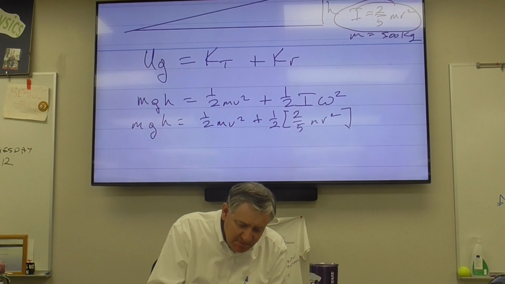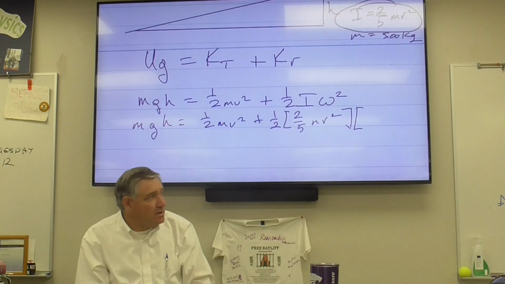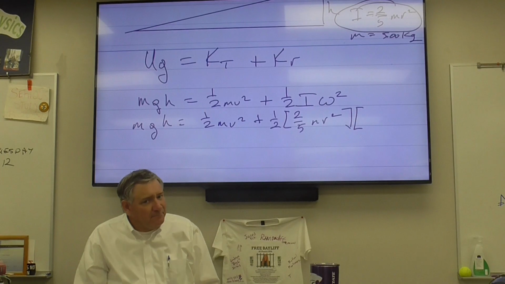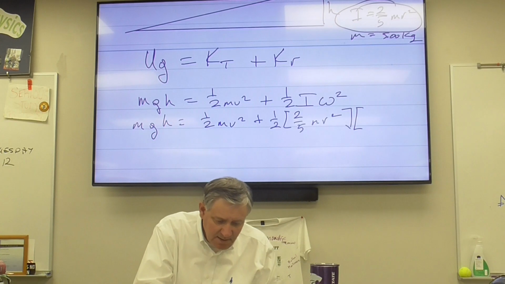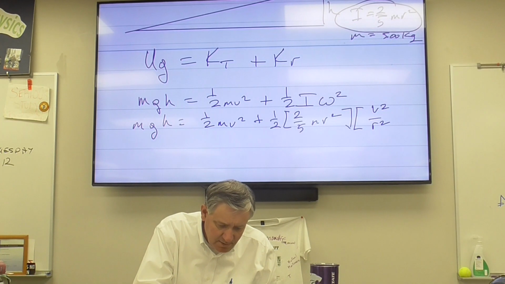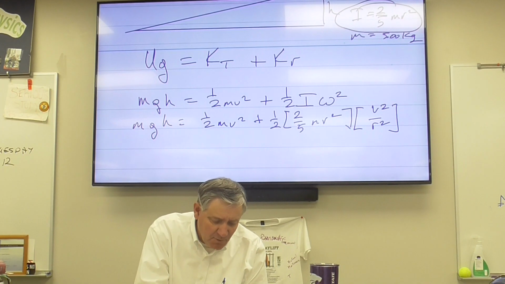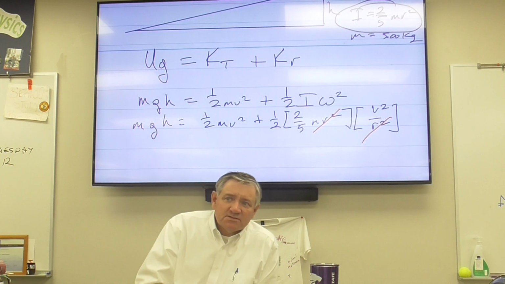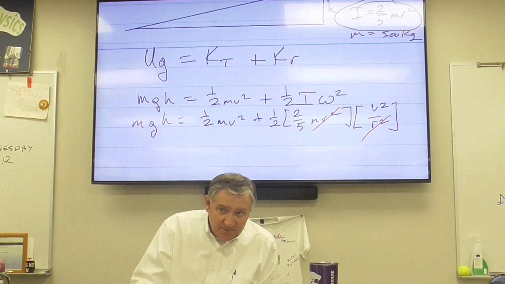Now, here is the most critical substitution that you have to do on this problem. You have to come in here and go, oh, that's omega. I don't know omega, but I know that omega is v over r, and I substitute that in, and I get v squared over r squared. Cool. Now, at this point, some cool things happen. My r squareds cancel out. This is why I didn't give you the radius of the bowling ball. It doesn't matter at this point.